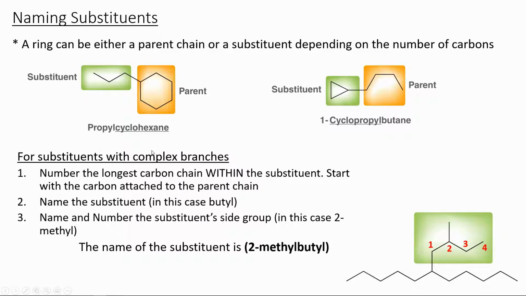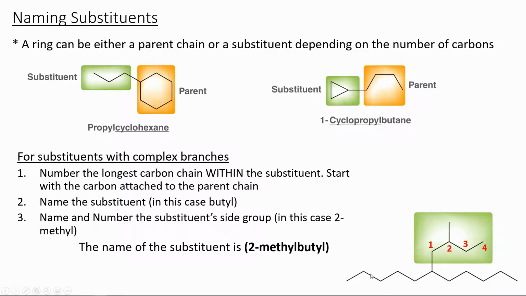So for substituents with complex branches, we want to start with the number of carbons that is the longest chain, and then we can start with the carbon attached to the parent chain. We'll name the substituent, and then we'll name and number the substituent side group.